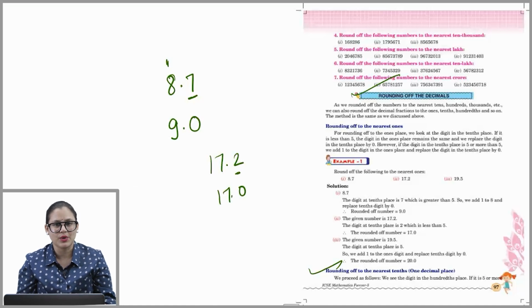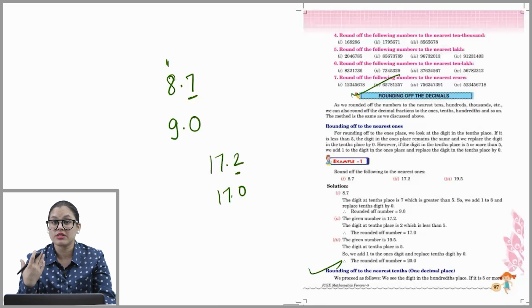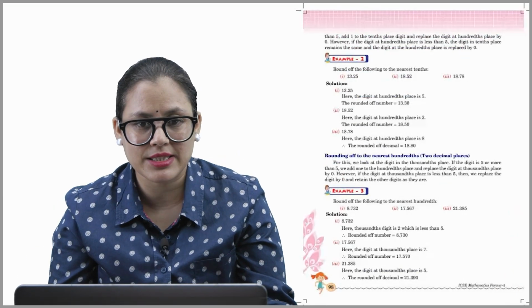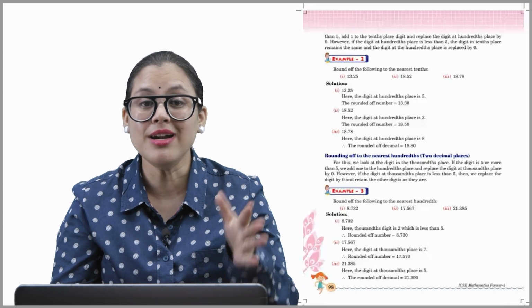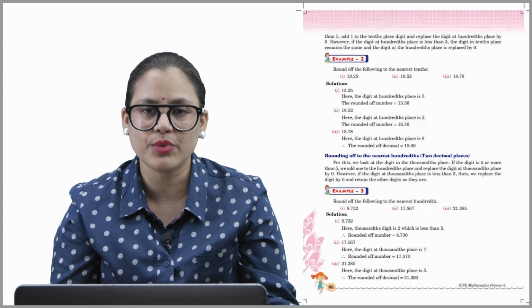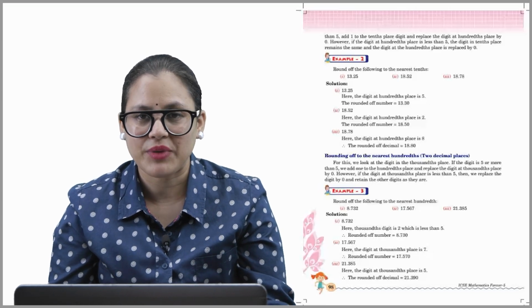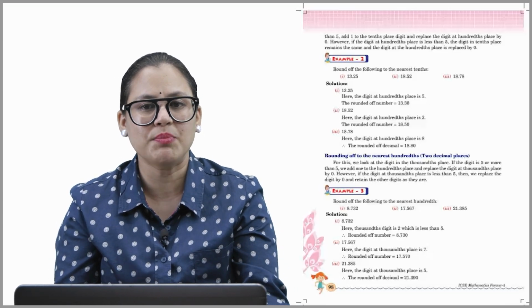Okay. Next, rounding off to the nearest tenth, that is 1 decimal place. We proceed as follows. We see the digit in the 100th place. If it is 5 or more than 5, add 1 to the 10th place digit and replace the digit at 100th place by 0. However, if the digit at 100th place is less than 5, the digit in 10th place remains the same and the digit at the 100th place is replaced by 0.